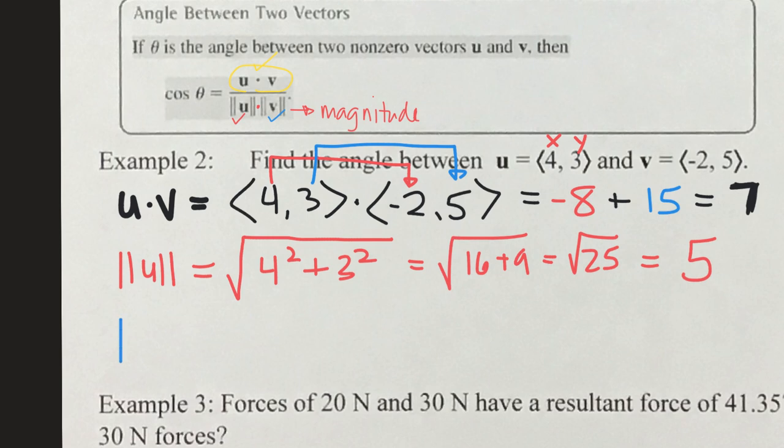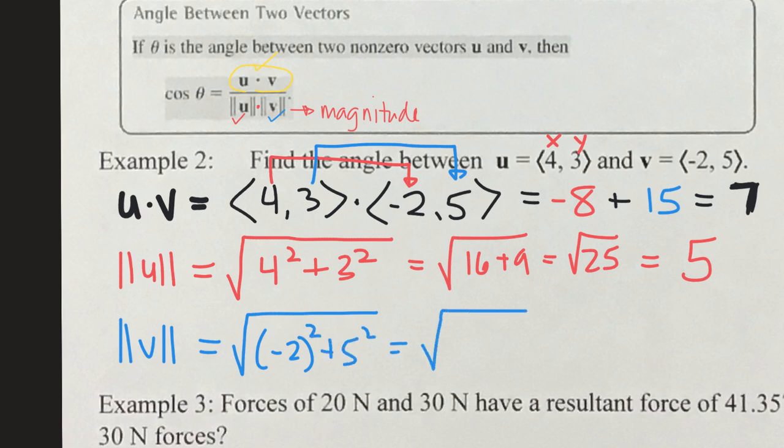Excellent. And now we do the same thing for our v vector. We find its magnitude. So remember, this double bar is the symbol for magnitude. So our x part is -2. Our y part is 5. -2 squared is +4, plus 25 is root 29. Okay, and we're just going to leave it as root 29. We don't have to decimal approximate it right now at all.